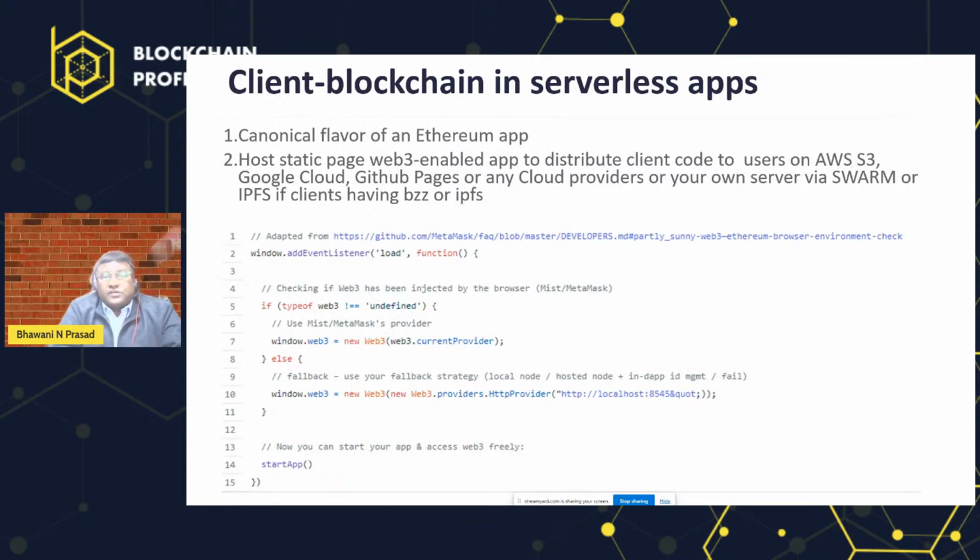If it is serverless, you can also use serverless. You can deploy on any cloud and host a static page of a Web3-enabled app to distribute the client node to users on AWS or Google Cloud or any cloud provider. If you have Swarm or IPFS, and your client is using the BZZ or IPFS protocol, you can deploy it on serverless. Okay, so how we do this is with simple commands which I've listed here.